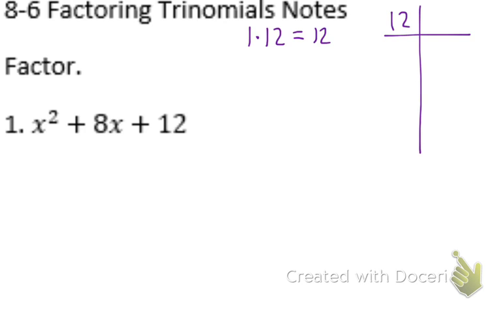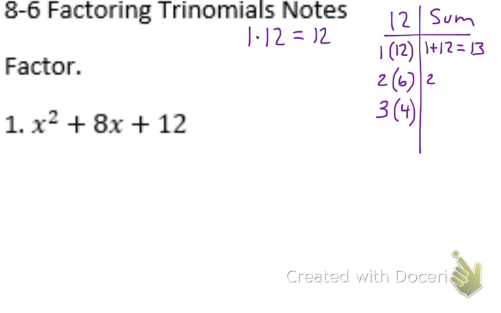To multiply and get 12, we can do 1 times 12, 2 times 6, 3 times 4. And then if we add those factors, the sum of those two numbers, 1 plus 12 gives us 13, 2 plus 6 gives us 8, 3 plus 4 gives us 7. We're looking for the pair that adds up to 8. So 2 and 6 is our pair, so we'll split the middle term into 2x plus 6x.